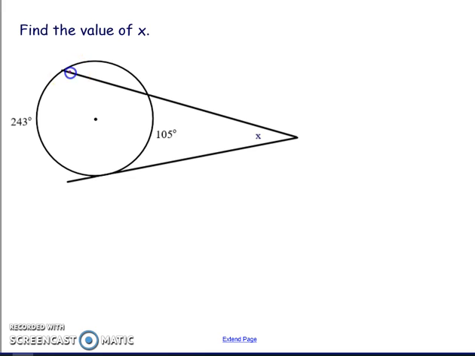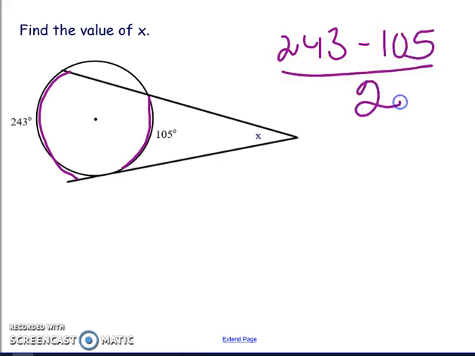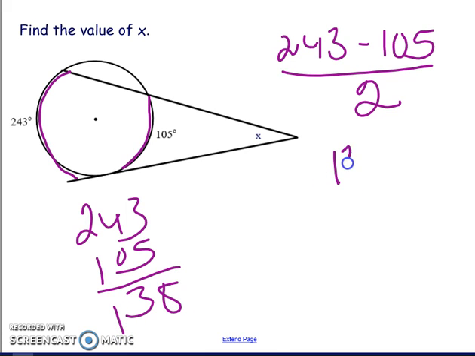So my two arcs, my big arc is the 243. We're going to subtract our small arc, which is 105, and then we're going to divide that by 2. So 243 minus 105 is 138, and then we're going to divide that by 2. So this angle would be 69 degrees, 138 divided by 2.